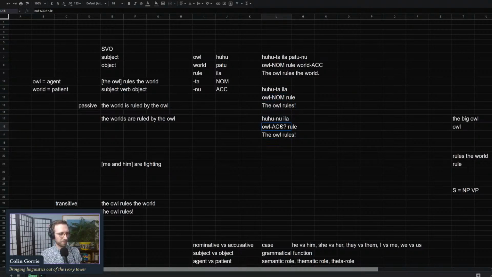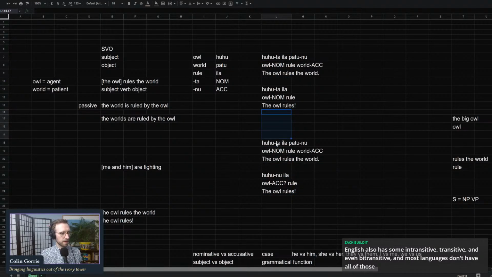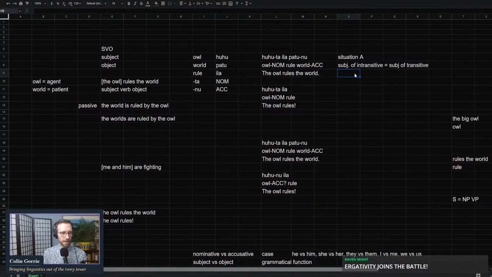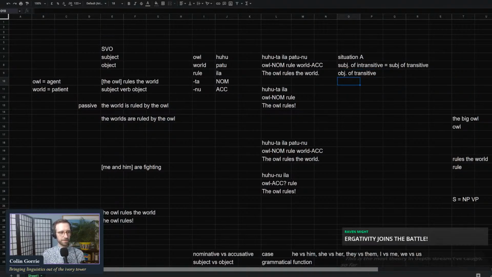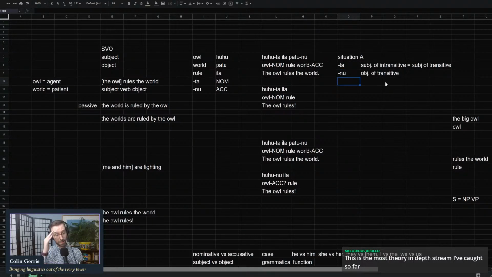But when this happens, we come up with a different nomenclature, and here's where it gets kind of tough. Kind of annoying, actually. So when we have this situation, let's call this situation A. Subject of intransitive looks the same as the subject of transitive verbs. And the object of transitive verbs looks different. So you get one marker, say ta, for these two, and you'll get one marker nu for this one. That's situation A.